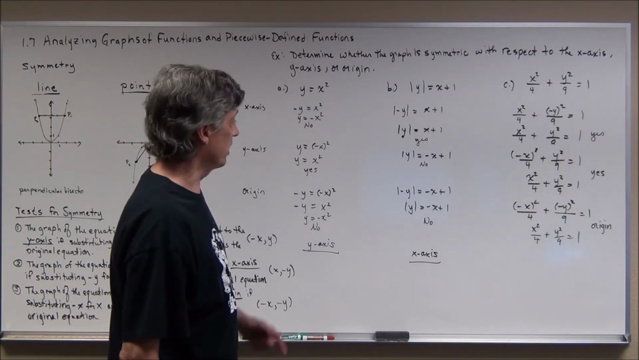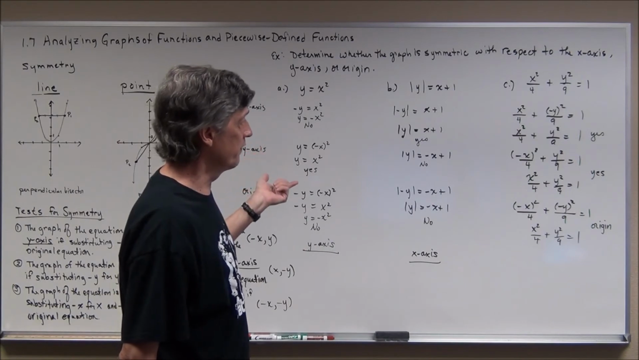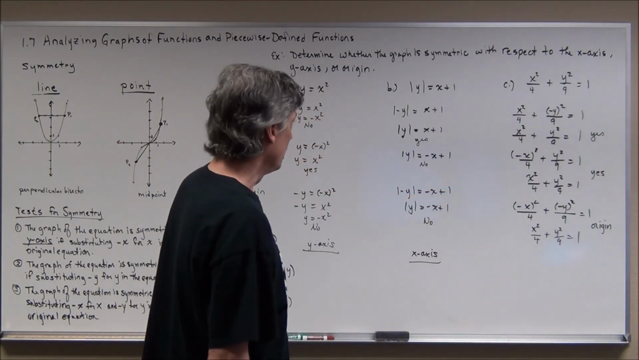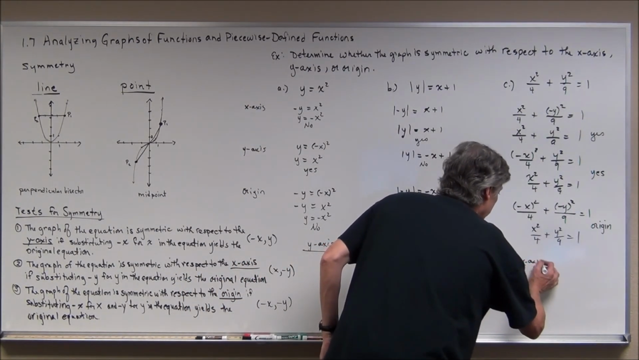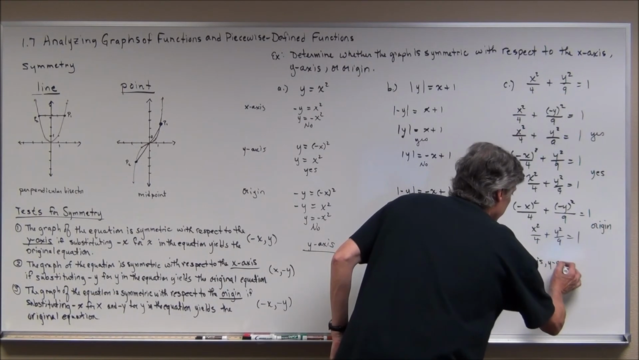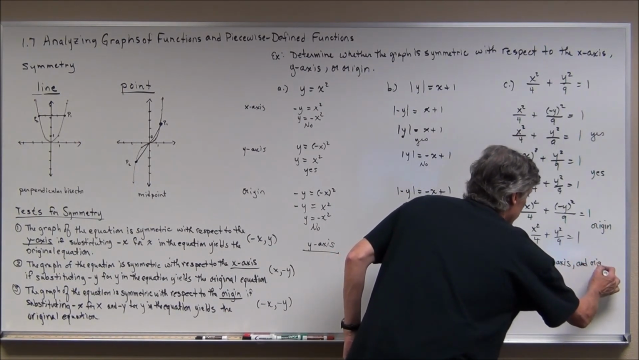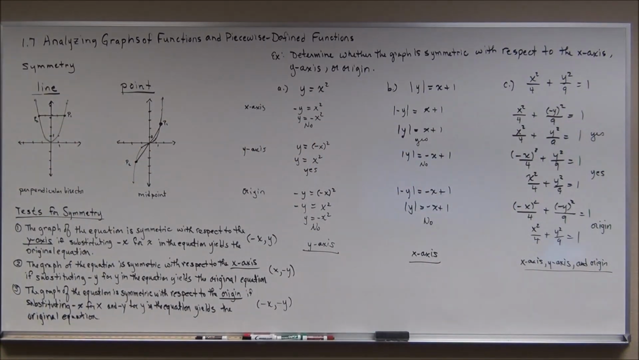Now, as it turns out, as a function that's symmetric to the y-axis, we refer to that as an even function. If it's symmetric to the origin, we refer to that as an odd function. So in this case, this one is symmetric to all three, and I'll write that out. Okay, and I think that, yep, that'll be enough for that.